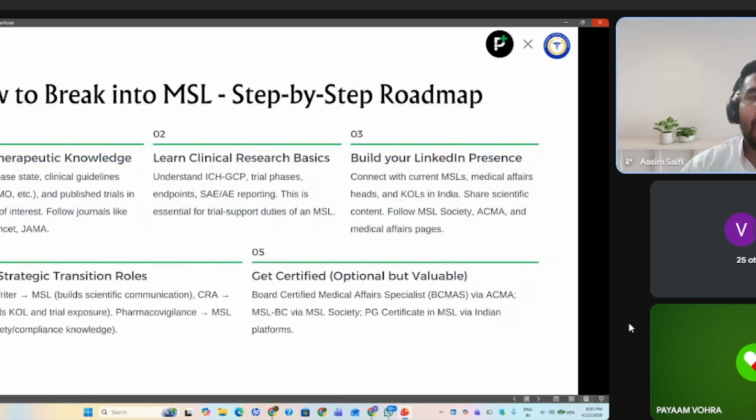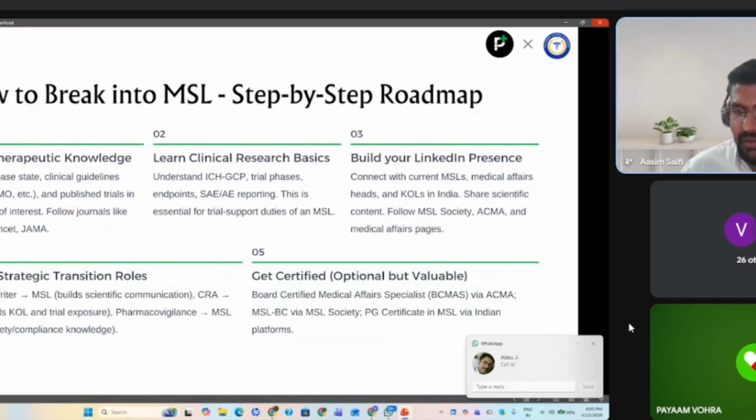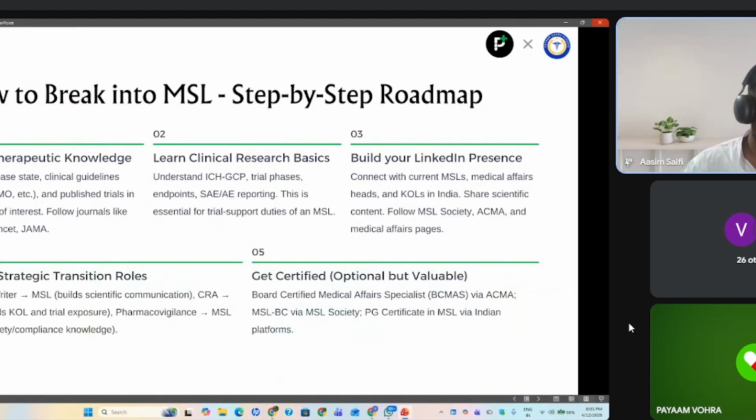Okay, how to break into MSL, a step by step roadmap. First, build therapeutic knowledge. Just as an example, if you want to come into oncology, you have to identify in which domain you want to go, or cover basic oncology. You may want brain cancer, breast cancer, prostate cancer, lung cancer, bone cancer. There are different types of cancer, or you can cover all types of oncology.